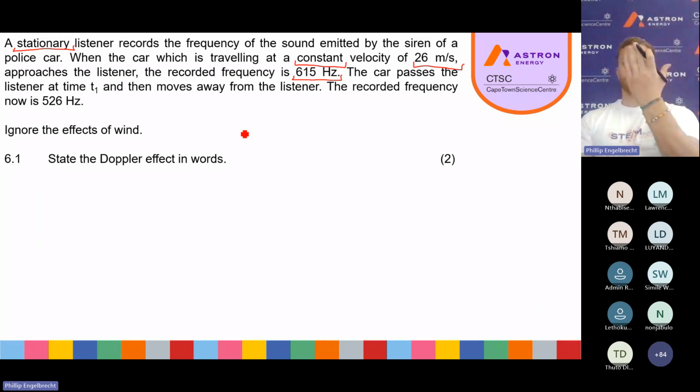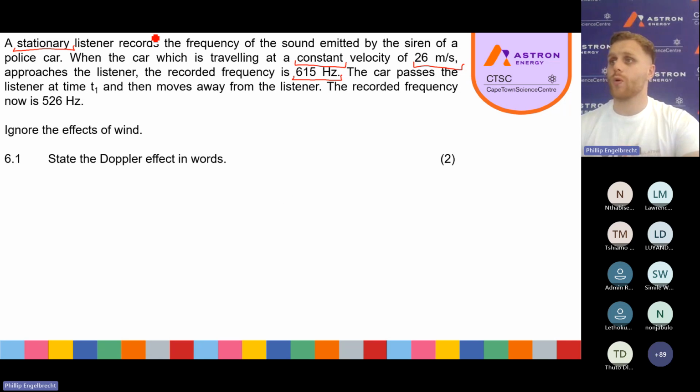So this is when the car is coming towards our observer or our listener. Okay. The car passes the listener at time t1, then moves away from the listener. The frequency now is 526 hertz. So in summary, the car, this police van, is traveling at 26 meters per second. When it approaches the listener, the measured frequency is 615 hertz. When the car moves away from the listener, the new frequency is 526 hertz.